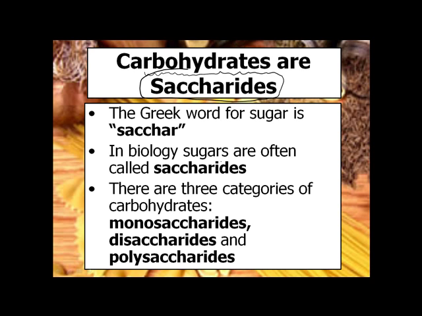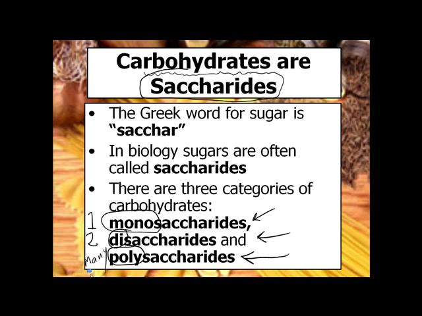And there are 3 categories. I believe this is question number 3. You're supposed to draw and label a monosaccharide, a disaccharide, and a polysaccharide. Now think about the root of that. Mono means, well, what does that mean? One. Di, D-I? 2. And poly? Many.